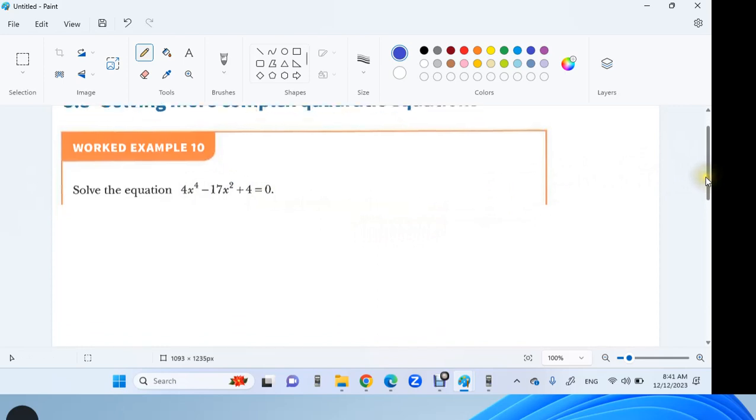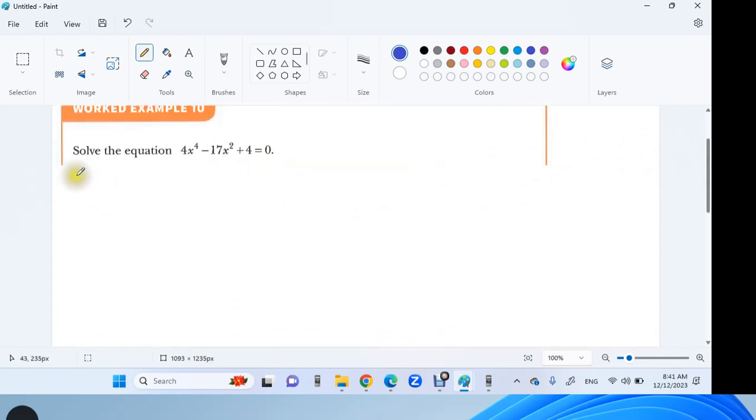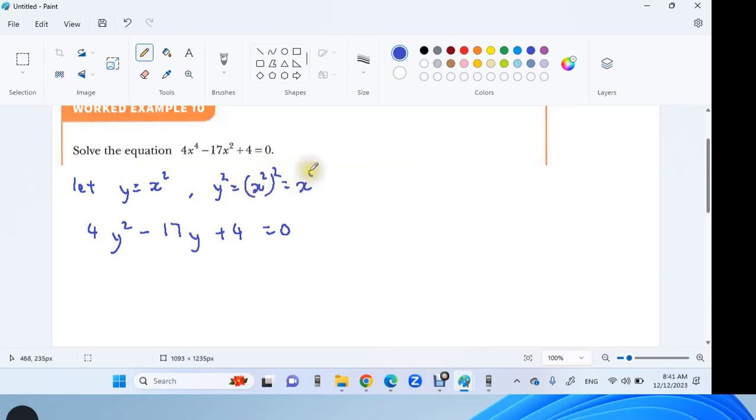So what you can do is let y equal to x squared. Then we have 4y squared minus 17y plus 4 equal to 0. Why is this y squared? Because when we have y squared, it is equal to x squared squared, then it's x power 4. Then this one we can solve.